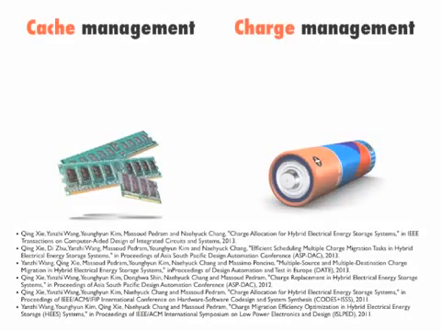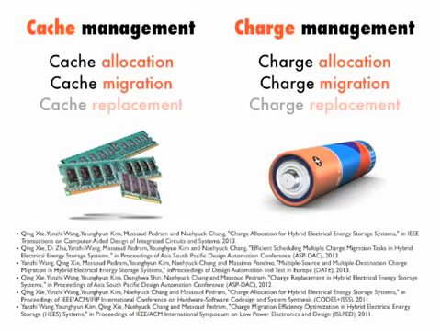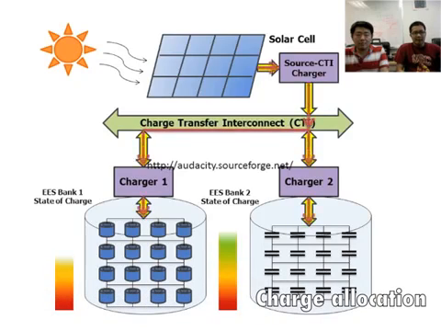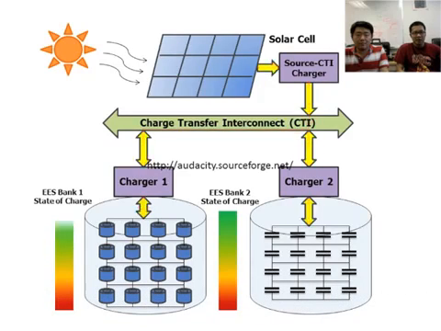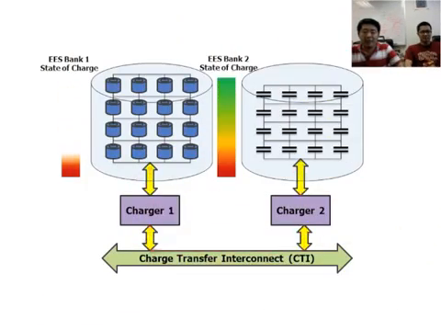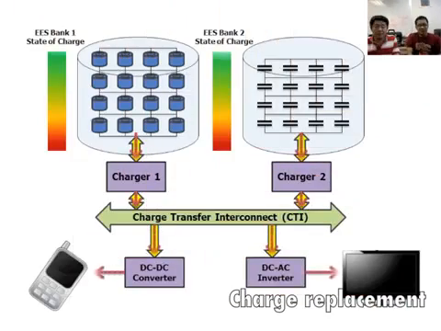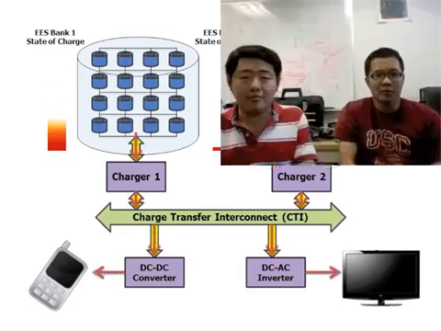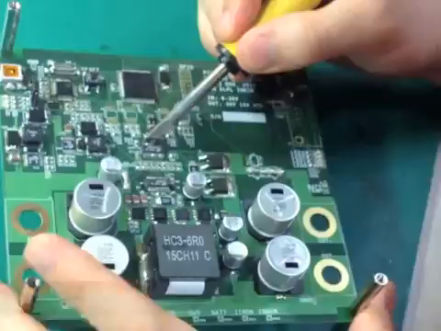The most important control that the hybrid energy storage systems perform is charge management. The charge allocation problem is where we select ES banks from the HES system and determine the charging current of the ES banks. Charge migration is the energy transfer from one ES bank to another. The charge replacement problem is similar to the charge allocation problem, but this time we want to discharge the HES system to support a load profile.